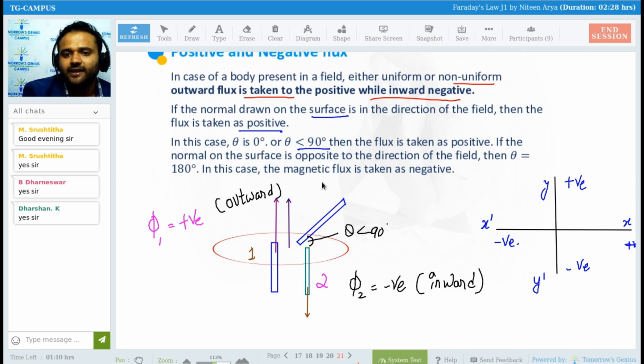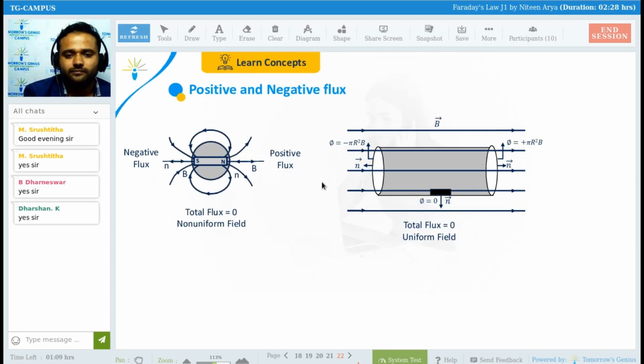Clear? So when theta is 0, because it is moving in the same direction, or it is 90 degrees, the flux is taken as positive. And if the normal to the surface is opposite to the direction of the magnetic field, as you can see, this is your normal and this is your magnetic field. Whenever I draw the arrow, it means the magnetic field direction. Then the flux is taken as negative, as simple as that. And this is the meaning.